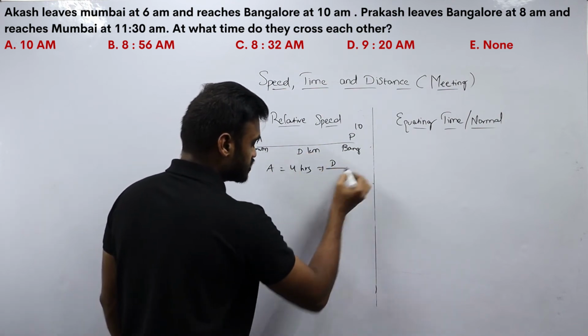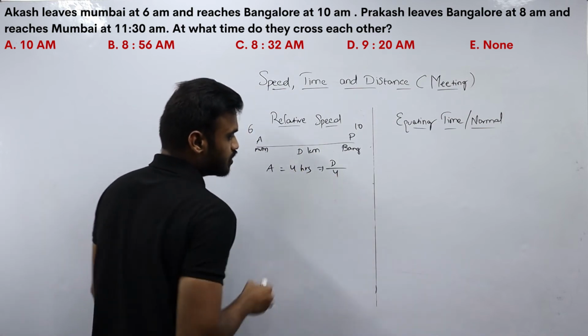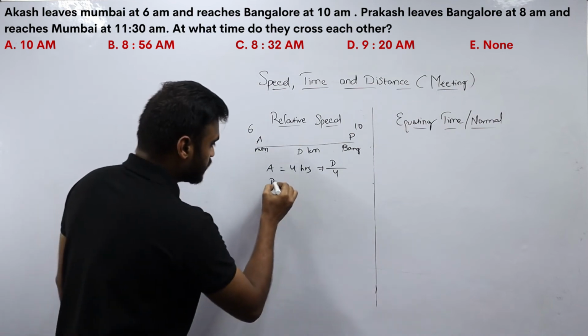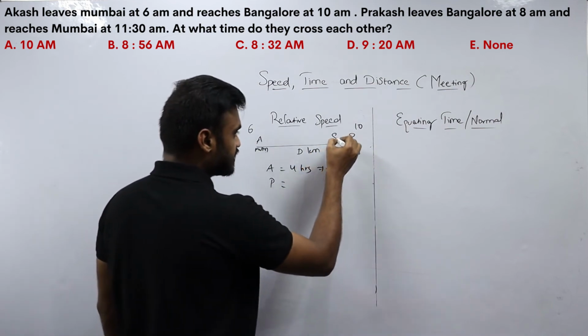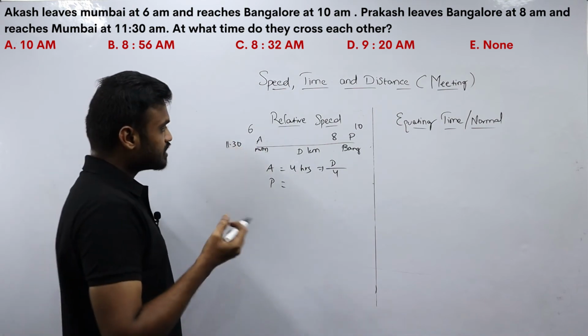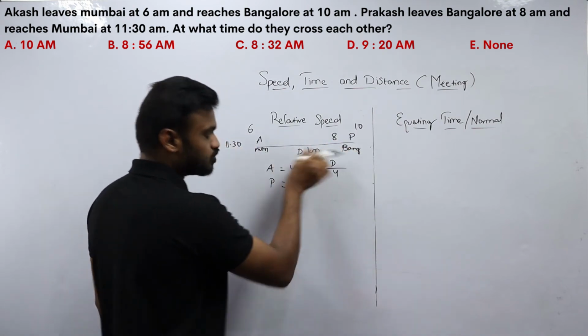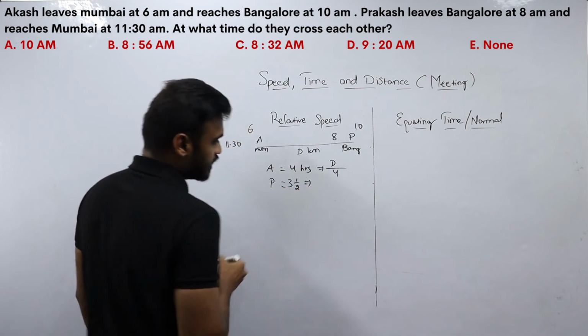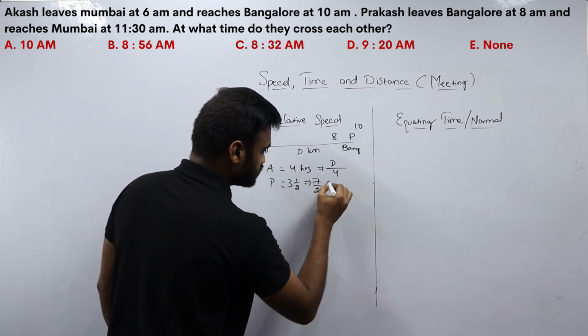That is d kilometers by total time, which is 4 hours. So d by 4 is the total speed of Akash. In the same way, Prakash is starting at Bangalore at 8 am and reaching Mumbai at 11:30 am. Now, what is the total time taken by Prakash to complete the total distance? That is 3.5 hours. This can also be written as 7 by 2 hours.